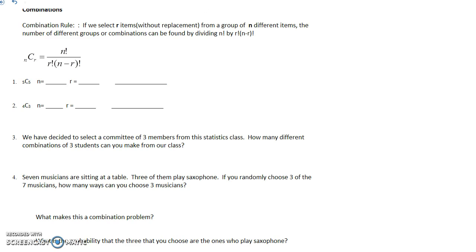So, let's take a look. It says, if we select r items without replacement from a group of n different items, the number of different groups or combinations can be found by dividing n factorial by r factorial times n minus r factorial. Now, we're going to use the calculator here.